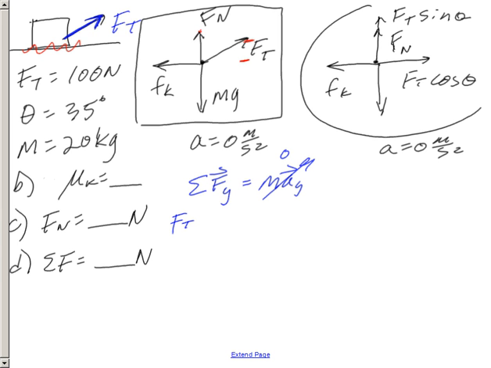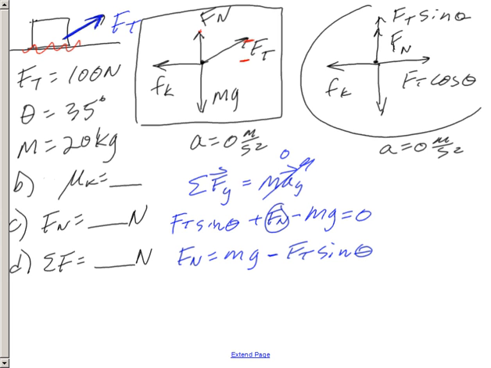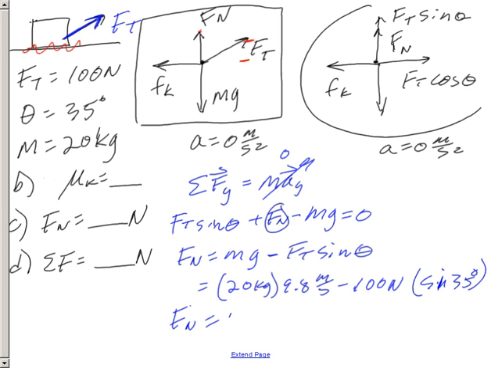Ft sine theta plus Fn minus mg equals 0. Solving for Fn, then we get Fn is equal to mg minus Ft sine theta. And now we're ready to plug numbers in, so let's do that. We know our mass is 20 kilograms, times 9.8 meters per second squared, minus the same old 100 newtons of tension, times the sine of 35 degrees. And that normal force comes out to be 139 newtons, and that is the answer for part C.